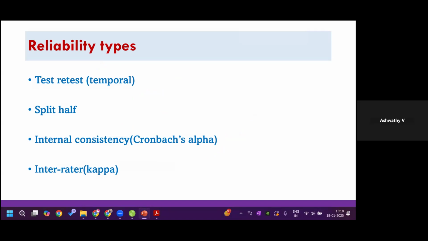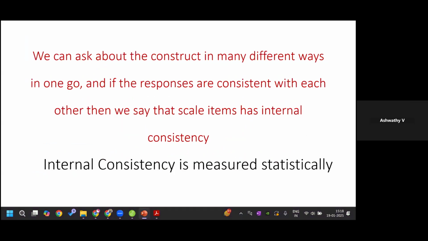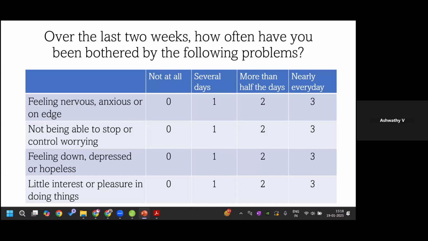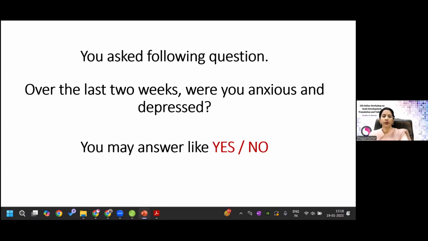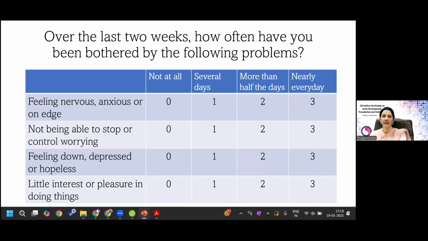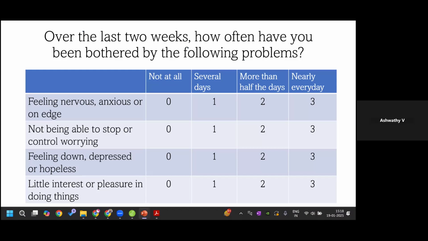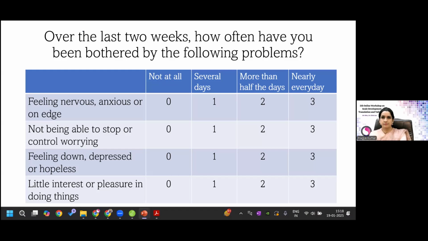Ma'am, certain constructs are very transient. Every day, or every 2 or 3 days, it changes. In that case, we may not be able to do test-retest also. Then you can skip. You can write that your construct is something which is changing, so that's why you are not doing test-retest. Okay, ma'am. Okay.